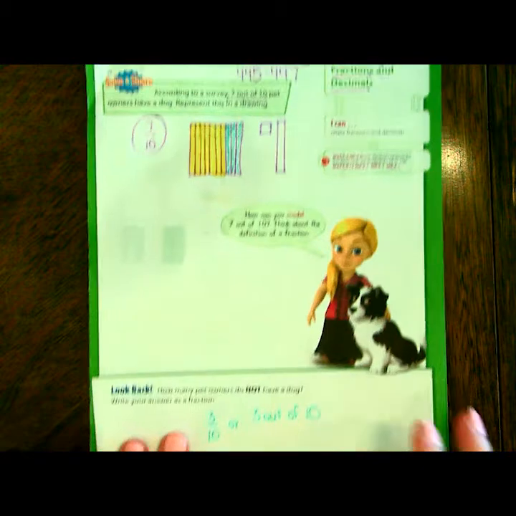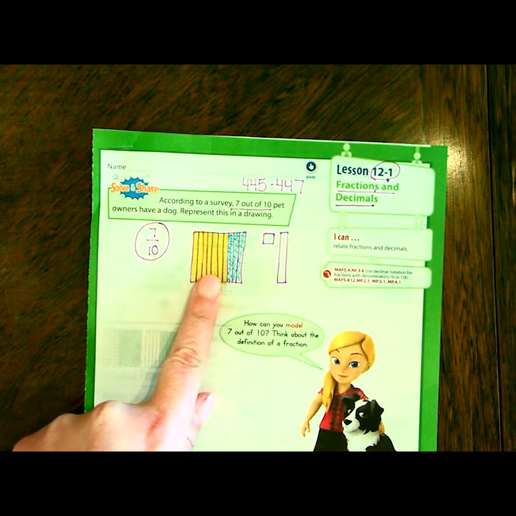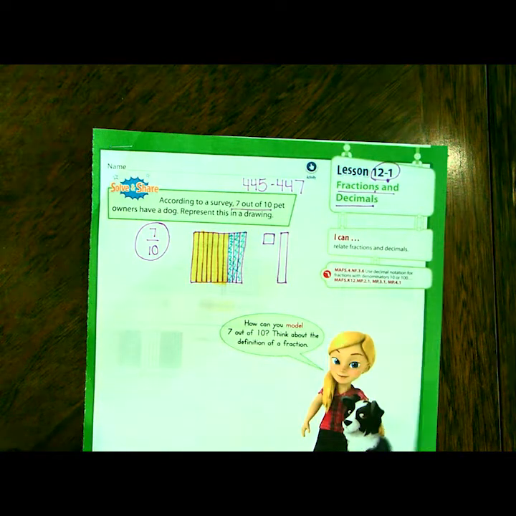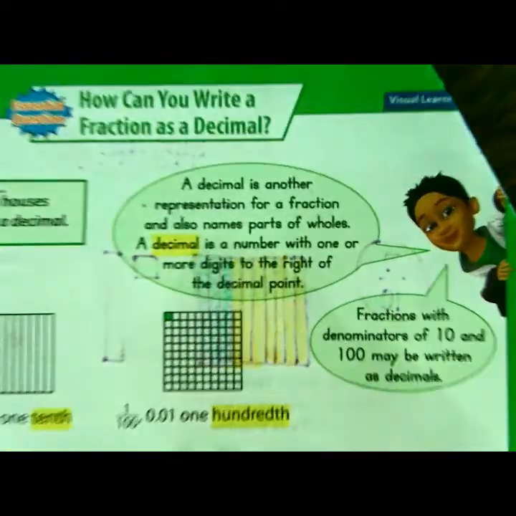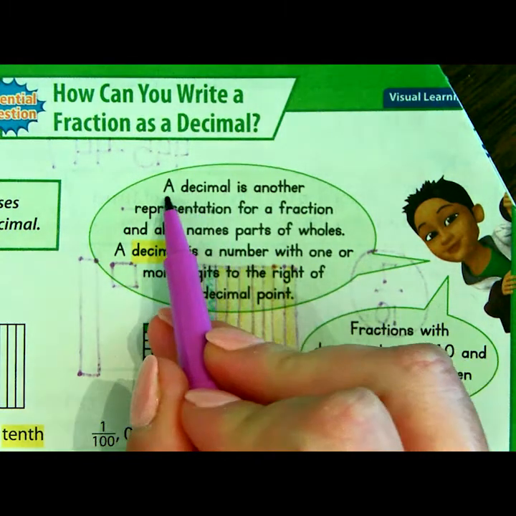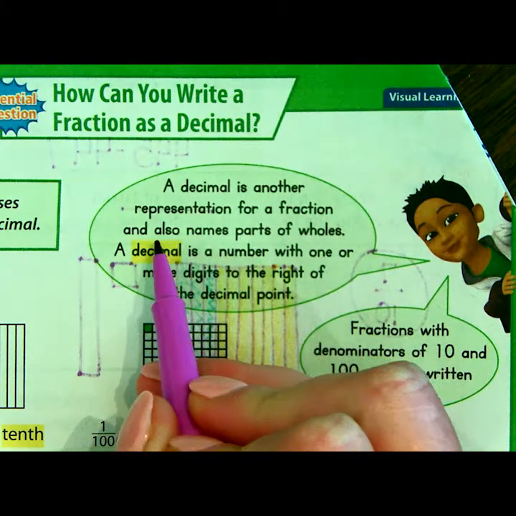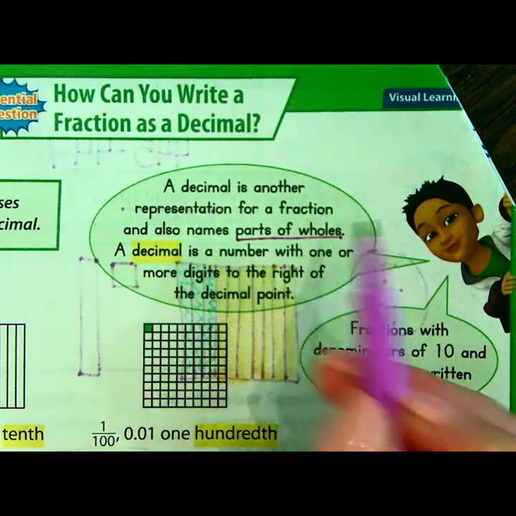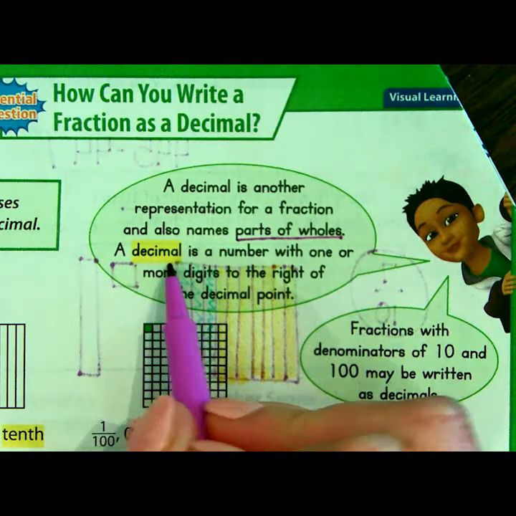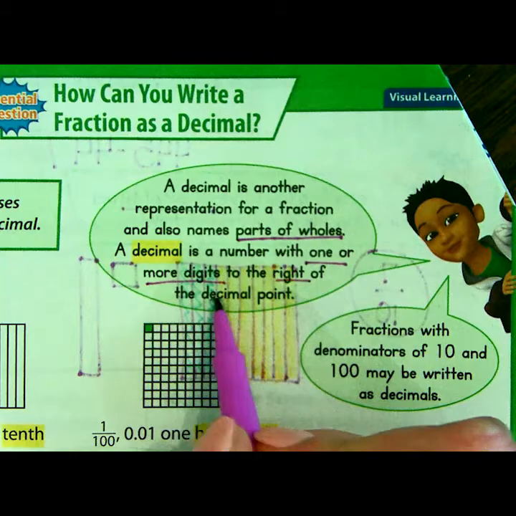So let's turn the page so that we can take our understanding of fractions and representing them to now writing them as a decimal. Let's take a look here at the top of the page. I'm focused in on this green bubble right here, and I'm going to read this and I want you guys to follow along. A decimal is another representation for a fraction and also names parts of wholes. A decimal is a number with 1 or more digits to the right of the decimal point.